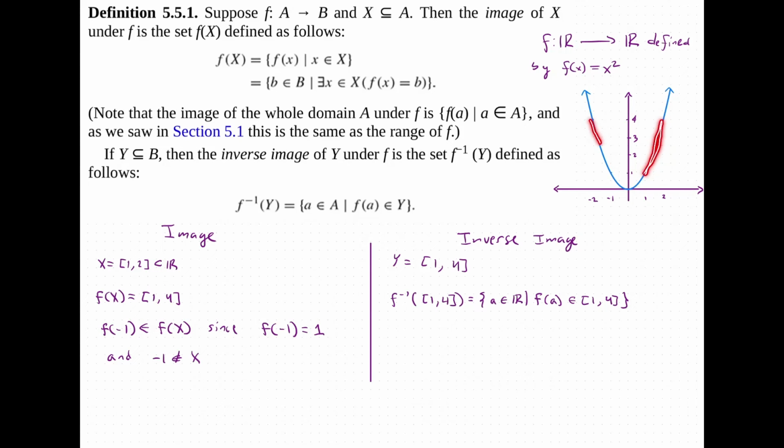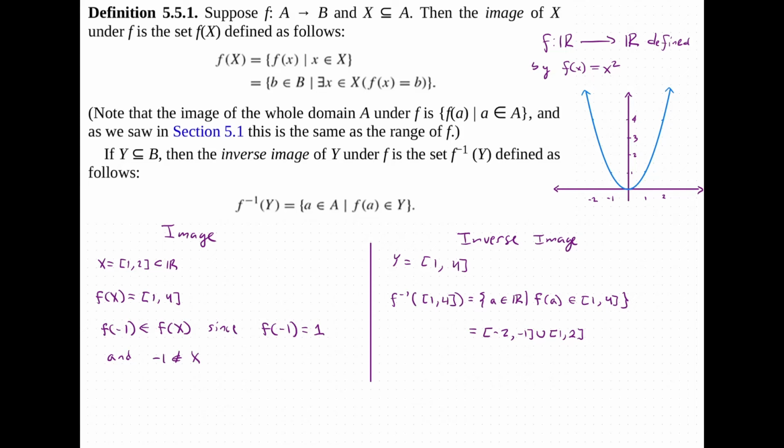But this gives us these two possibilities. So we're looking at these two regions, and so we're going to have the set [-2, -1] and [1, 2]. So we actually have that the inverse image in this example is a union. The set [-2, -1] union [1, 2]. And so now that is the inverse image in this example.